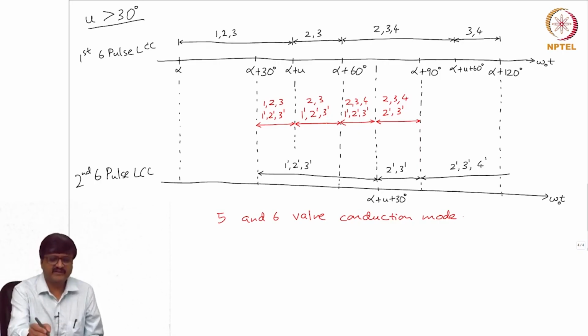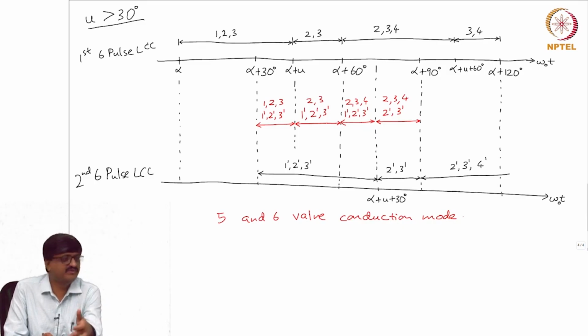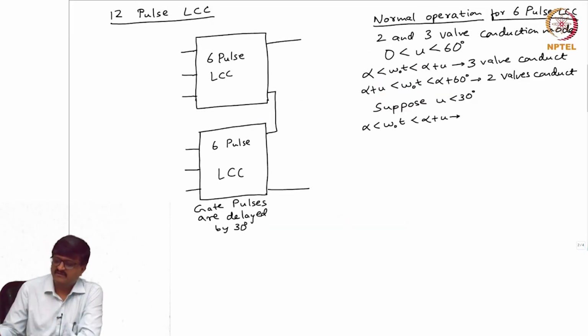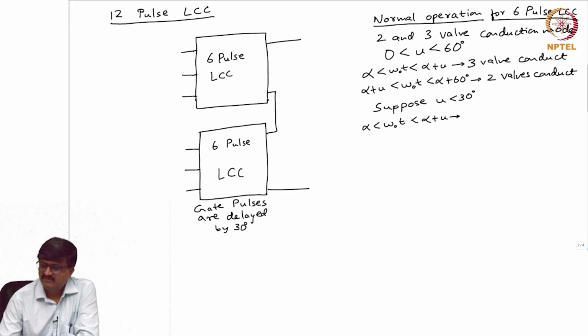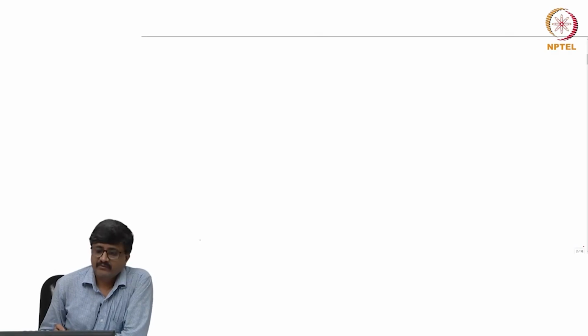Now, though I have written u greater than 30 degrees, I am still considering the normal operation. One should note that this u is the commutation angle for the 6 pulse LCC. Okay. So, if I go back to this, what we are considering is only 2 and 3 valve conduction mode for the two 6 pulse LCCs. We have seen two normal operating modes. There are other operating modes.